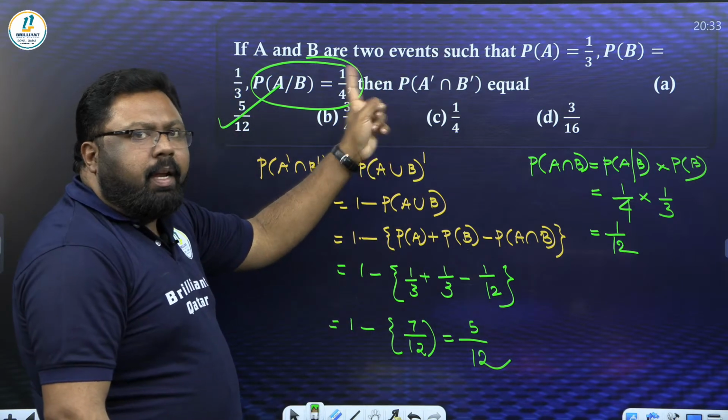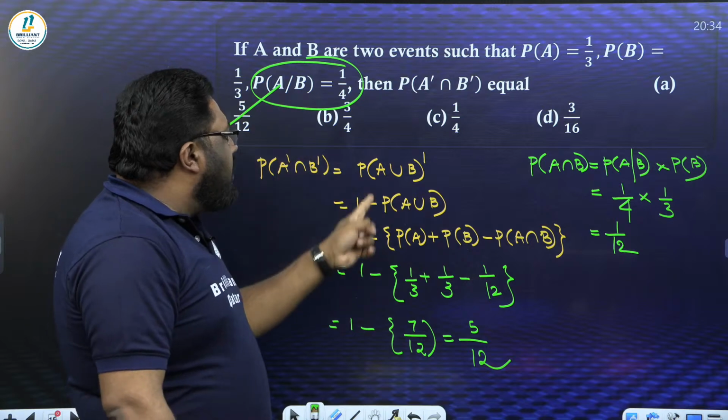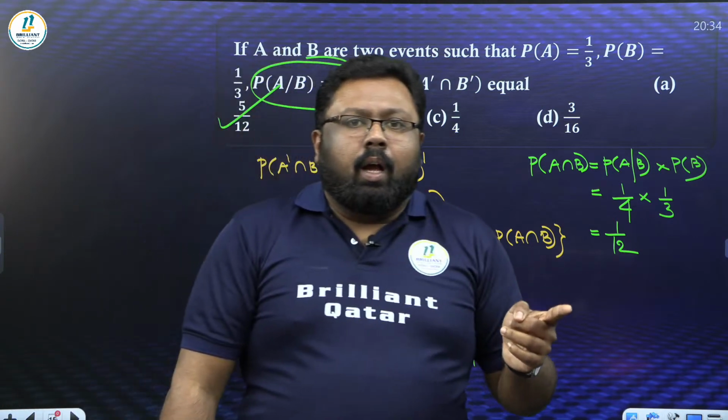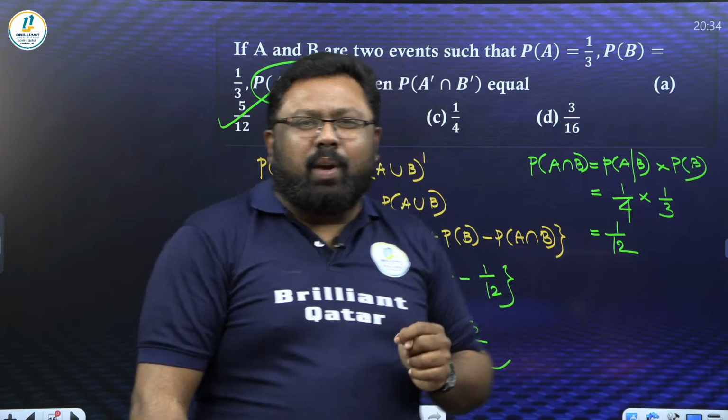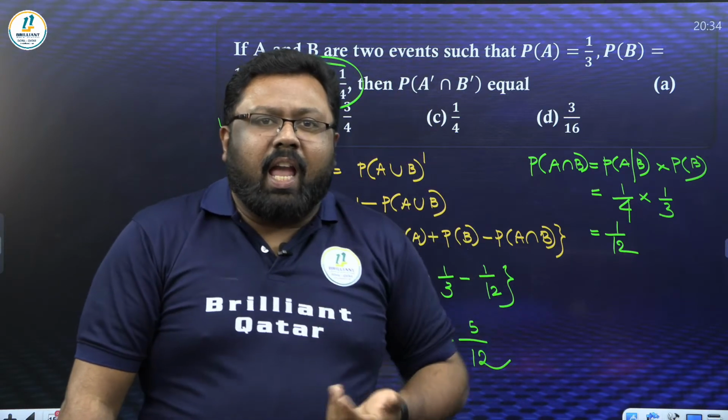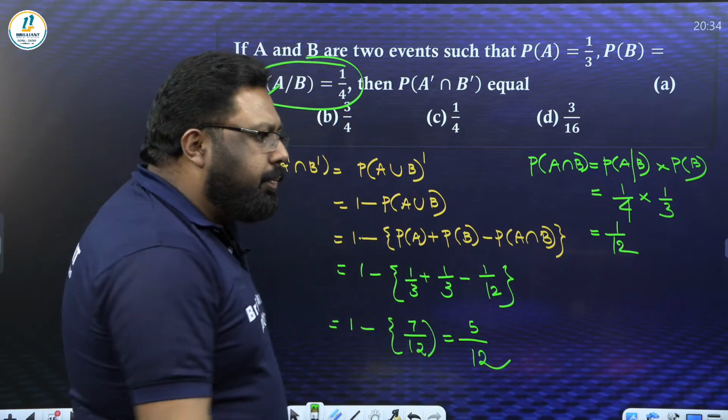So A complement intersection B complement is 1 minus P of A union B. What is the meaning of 1 minus P of A union B? It's neither A nor B. Neither A nor B. Learn it.